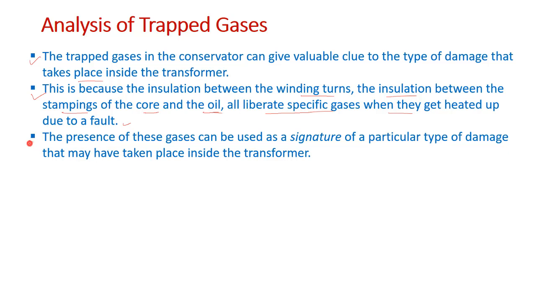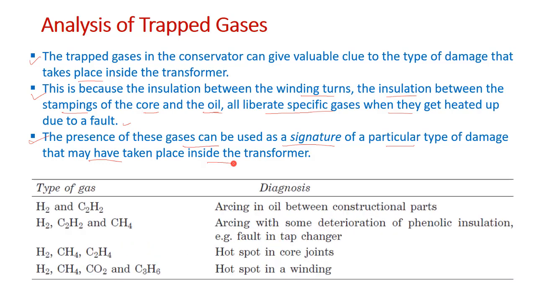So the presence of these gases can be used as a signature of a particular type of damage that may have taken place inside the transformer. So if we know what kind of gases are being formed, then we can diagnose what kind of fault is happening, and where the insulation breakage has in fact happened. So let us consider this table.